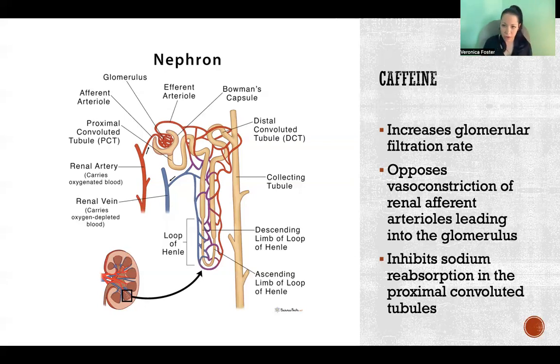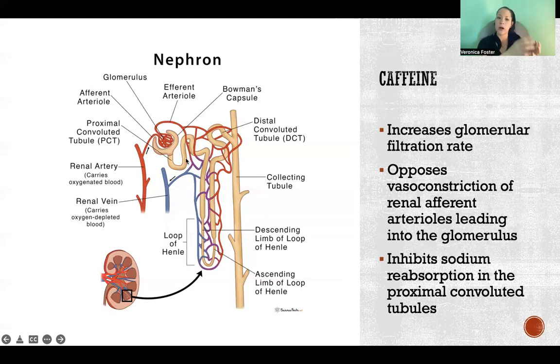The faster the filtrate is moving through our system of tubules, the less time there is for the whole process of secretion and reabsorption to take place. So faster GFR means we're going to lose more water and solutes because there isn't time to reabsorb them. And then caffeine also has the effect of inhibiting sodium reabsorption in the proximal convoluted tubules. So that's this part of the tubule.